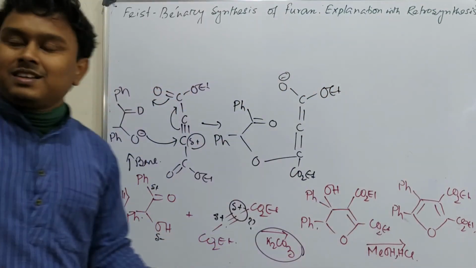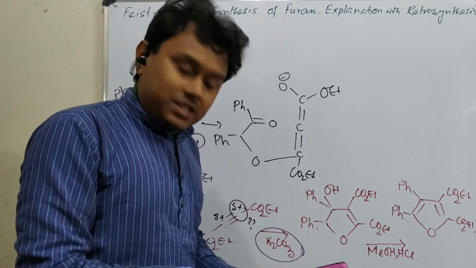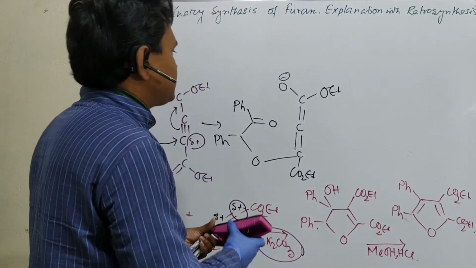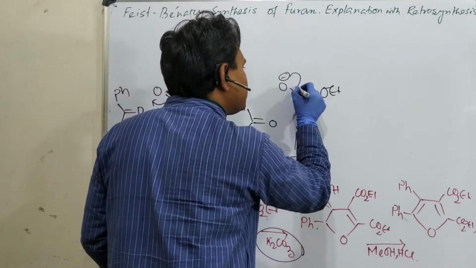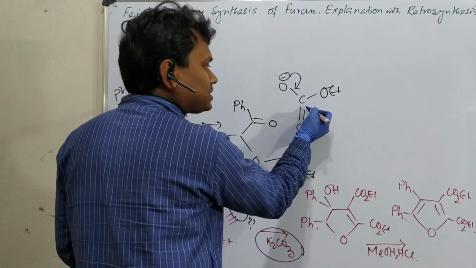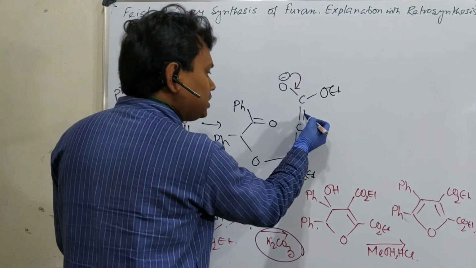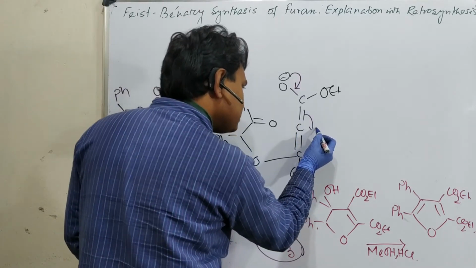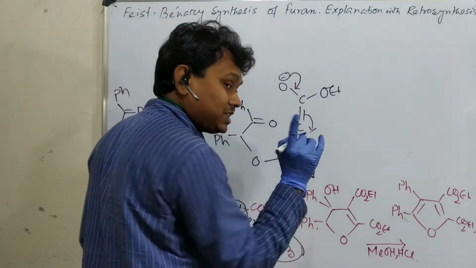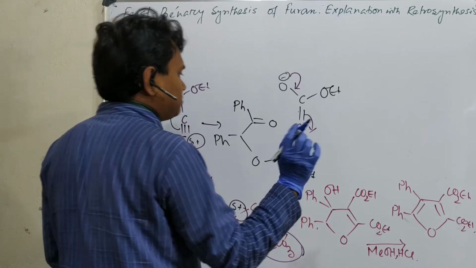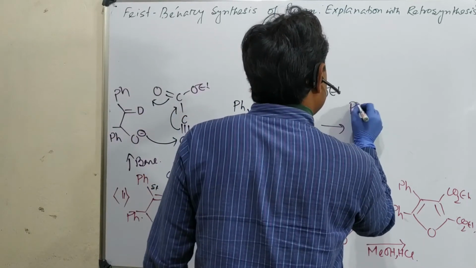Generally, in the case of ester attack, some group leaves, but here there will be no leaving. It will push, it will not leave, because it's not a tetrahedral intermediate. It will open up this. But see, this is not in conjugation, because this pi bond and this pi bond are in perpendicular planes, an allene type system.